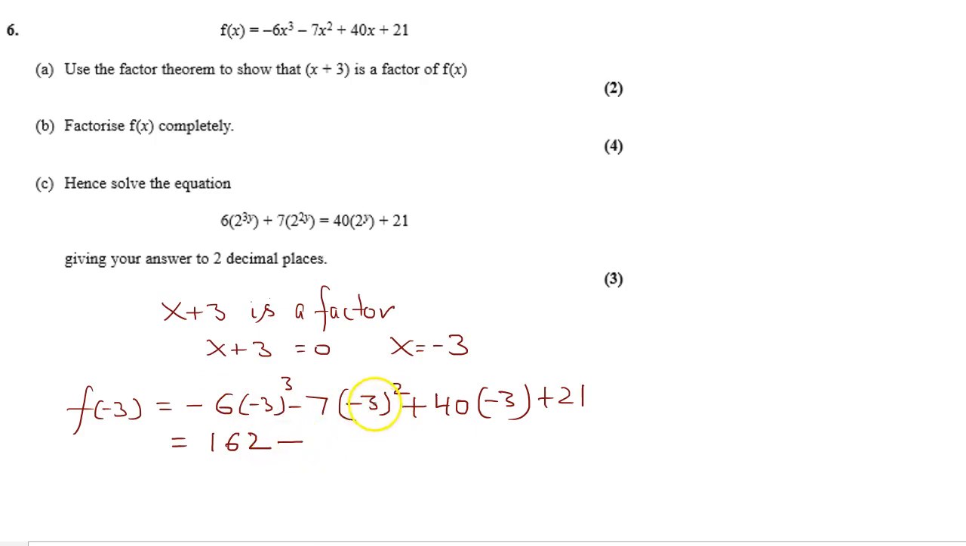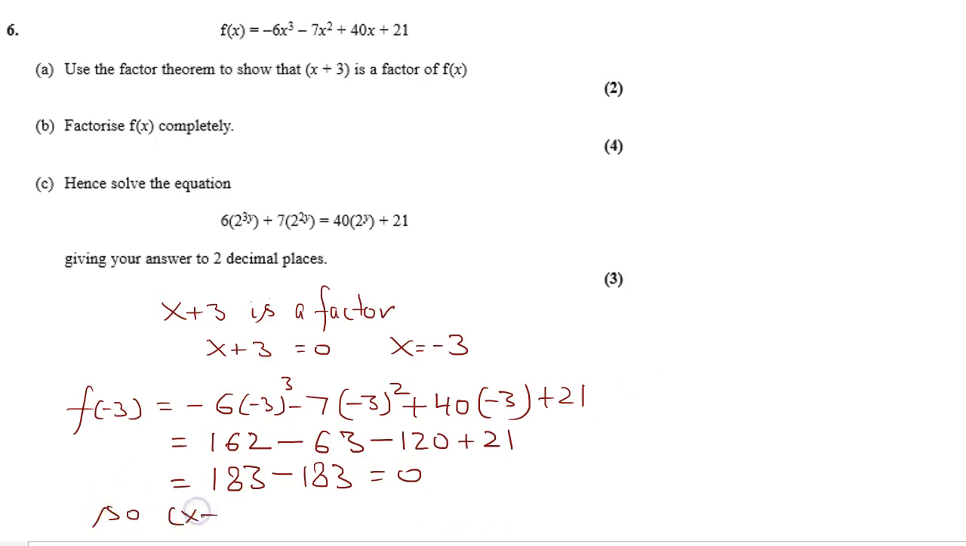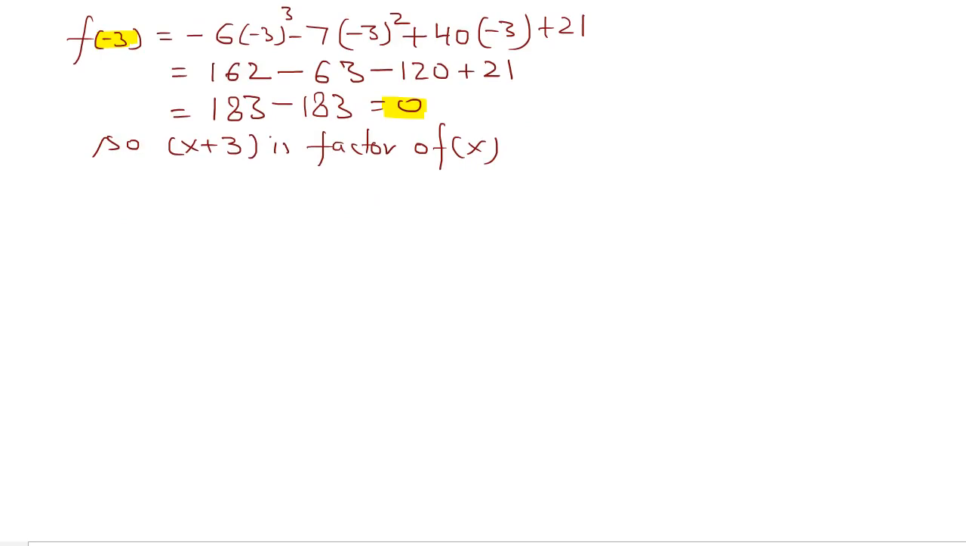This is minus. 3 squared is 9, times 7 is 63. Minus 40 times 3 is 120, plus 21. So that will be 162 minus 63 minus 120 plus 21, which is equal to 0. So x plus 3 is a factor of f(x). We have proved that by putting x equal to negative 3, we get 0. According to the factor theorem, this shows that it is a factor.